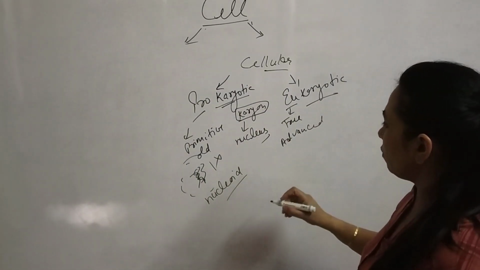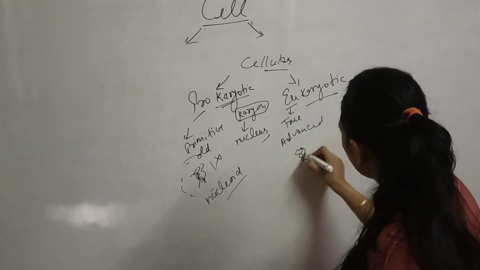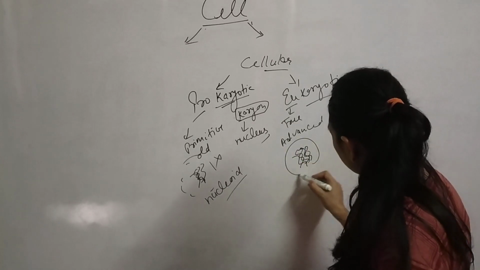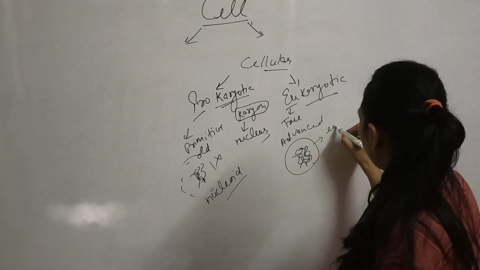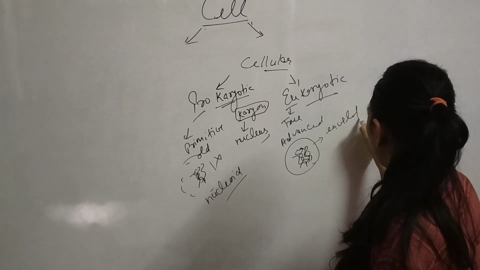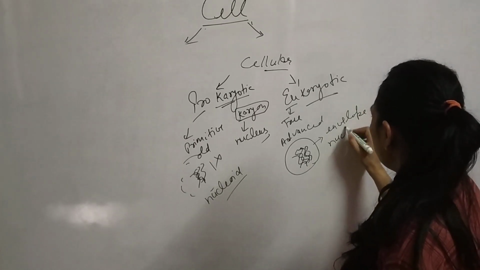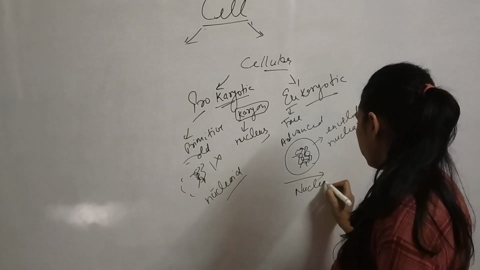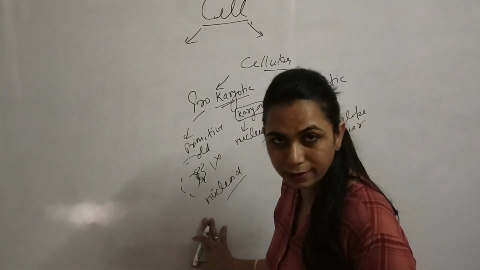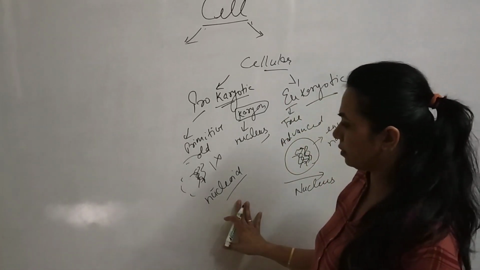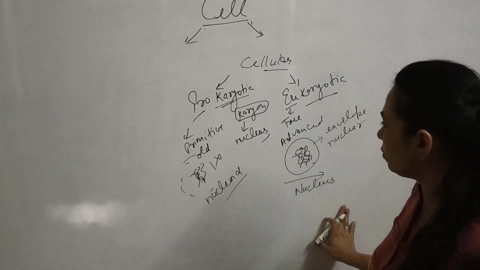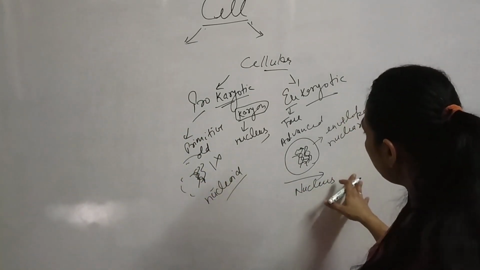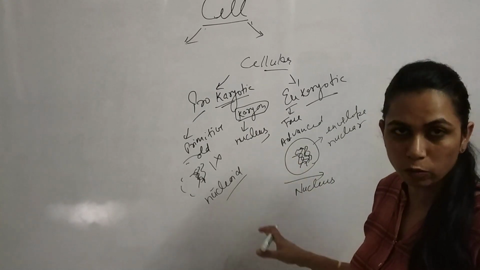But in case of eukaryote, the chromosome material is packed inside an envelope which we call the nuclear envelope. So we use the term nucleus. Here nucleus is absent, nucleoid is present. What is the difference between nucleoid and nucleus? In nucleoid there is no outer membrane, no boundary, but in the nucleus it is covered by a boundary.